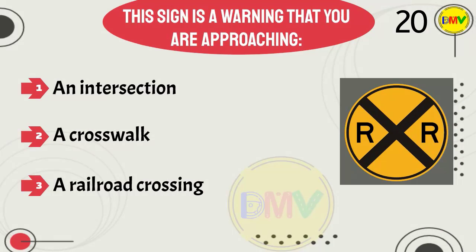Question 20. This sign is a warning that you are approaching: 1. An intersection. 2. A crosswalk. 3. A railroad crossing.